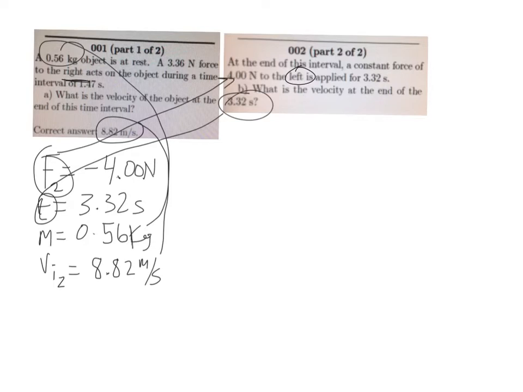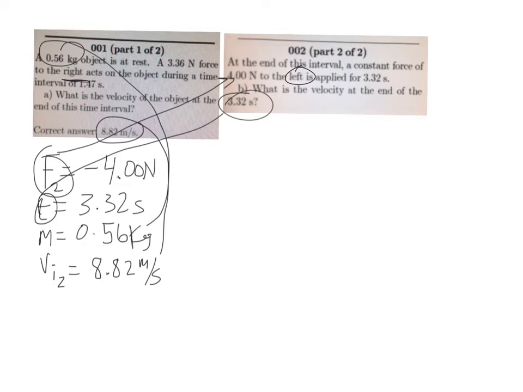as your correct answer from problem 7 for your final velocity will be now the initial velocity of this occurrence. So this object is already moving right with the speed of 8.82 meters per second. We want to know what is the end velocity of this object after we apply a force of negative 4 newtons, so 4 newtons to the left for 3.32 seconds.